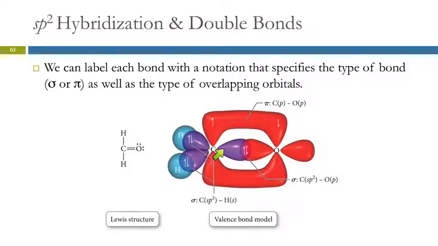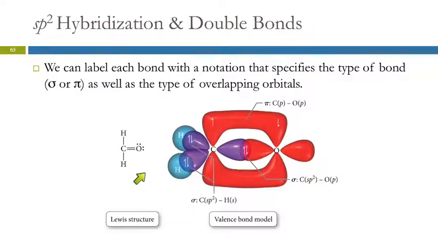This bond in the middle is an end-to-end overlap. That's a sigma bond. So we call that sigma with a colon. And then from the carbon, carbon's using an sp2 orbital. So we have C sp2. Oxygen is using a p orbital. And then with the hydrogen, it's a sigma bond. Carbon's using sp2 and hydrogen's using s.